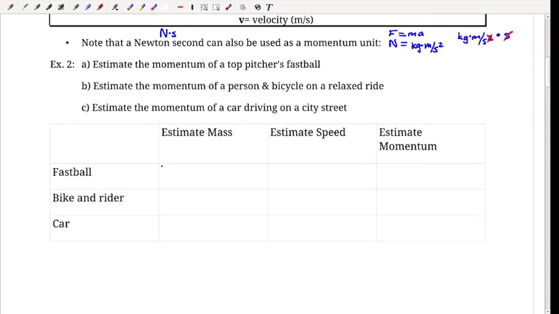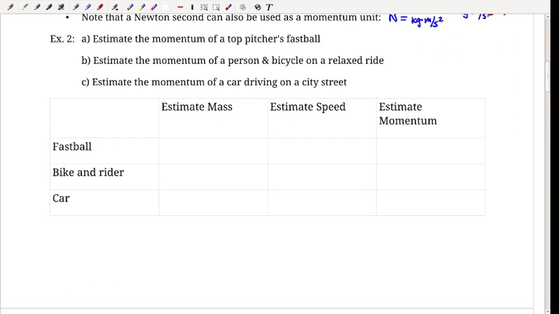Example number 2. Estimate the momentum of a top pitcher's fastball, the momentum of a person and bicycle on a relaxed ride, and the momentum of a car driving on a city street. So we want to estimate their momentums, and before we do that, we're just going to estimate mass and speed. There's no exact answer for this, but just kind of thinking through, estimate mass, speed, and from that we can calculate the estimated momentum.